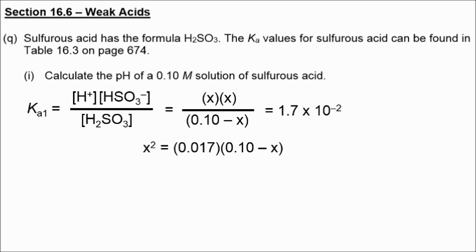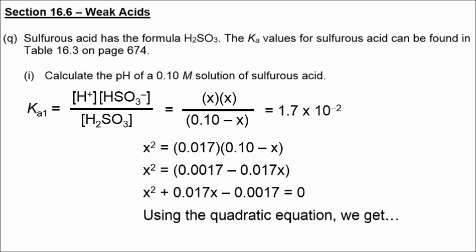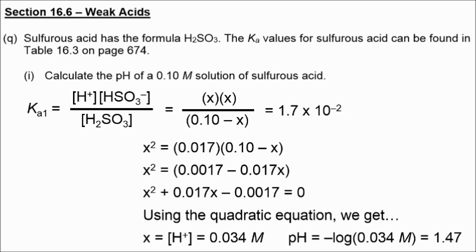Now I'm going to go ahead and solve for x. I had to use the quadratic equation, and I got that x, which is the concentration of H+, is 0.034 moles per liter. Since we're trying to figure out the pH of this solution, the negative log of 0.034 gives us a pH of 1.47. So I'm not worried about the second ionization step. I got all of my H+ from the first ionization step.